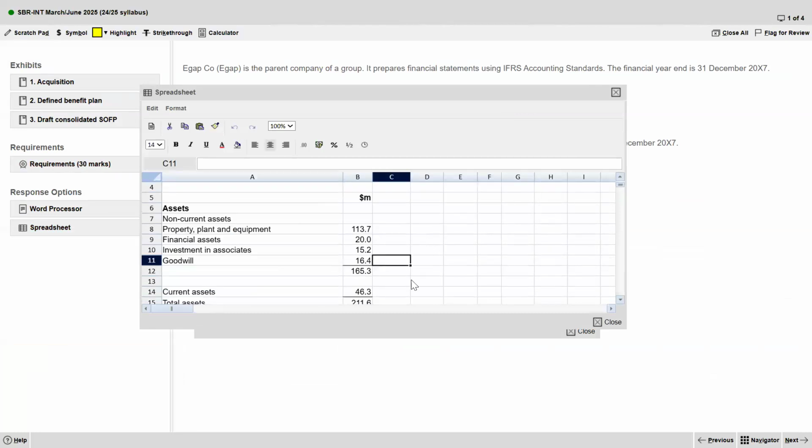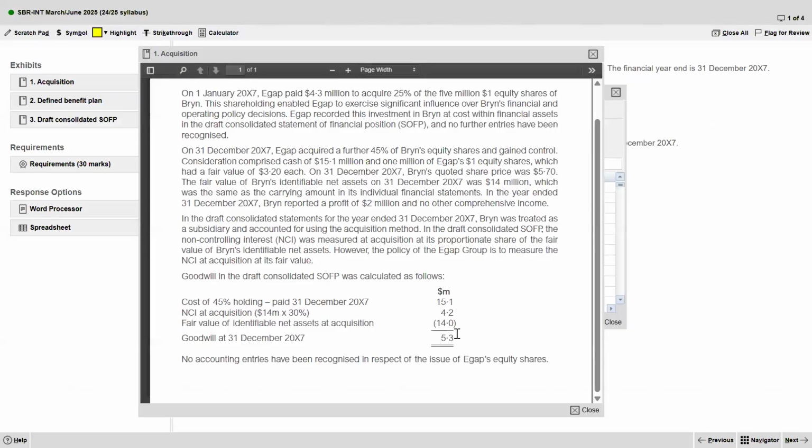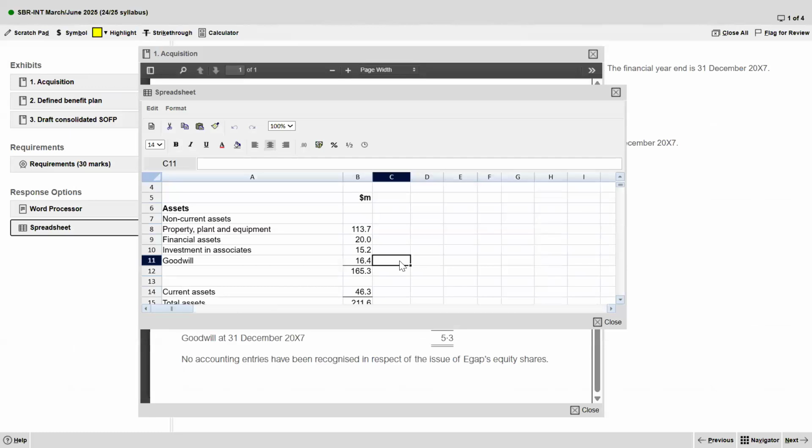So for example, if we talk about the goodwill calculation, we determined the goodwill to be 19.975 and he determined the goodwill to be 5.3. So what is probably going to happen is that 19.975 minus 5.3 is the adjustment that you are going to put in.